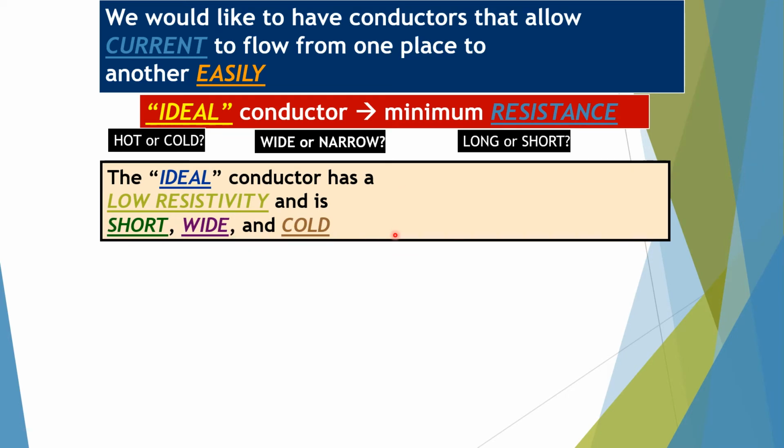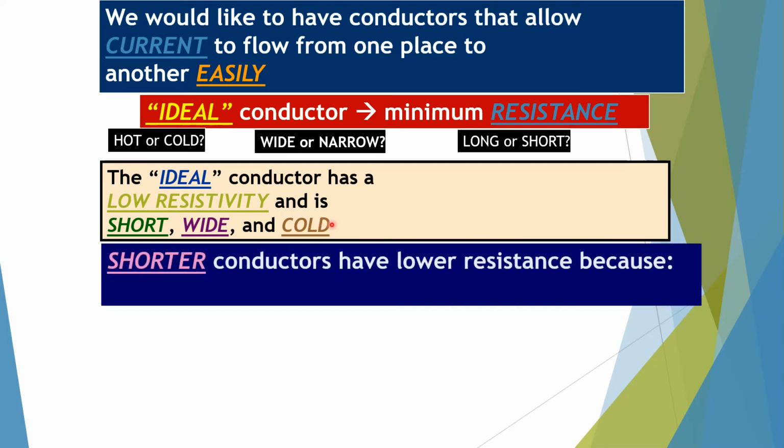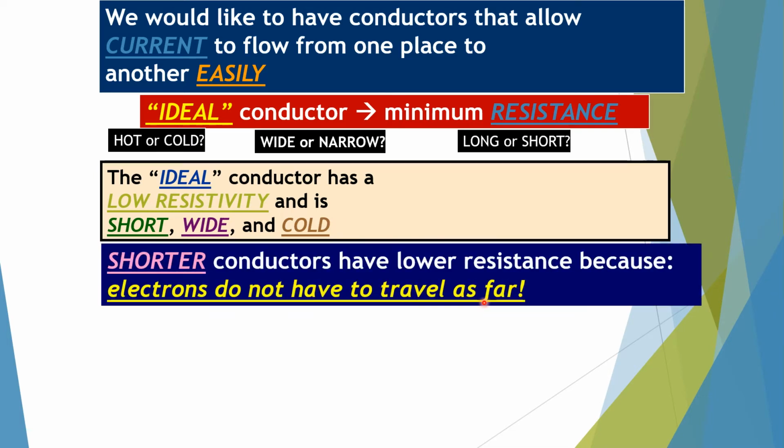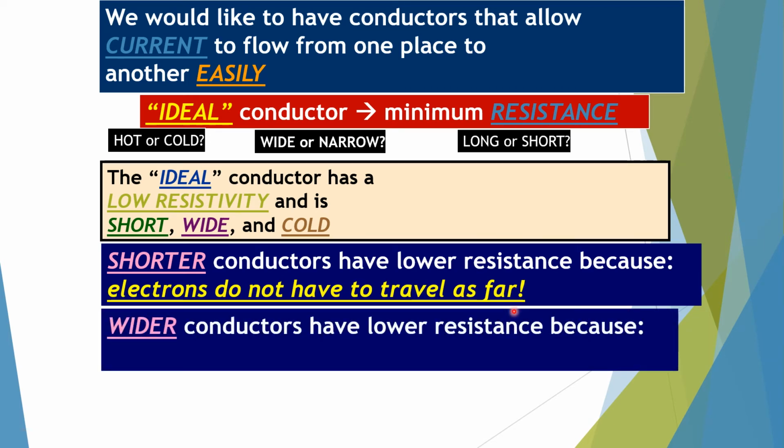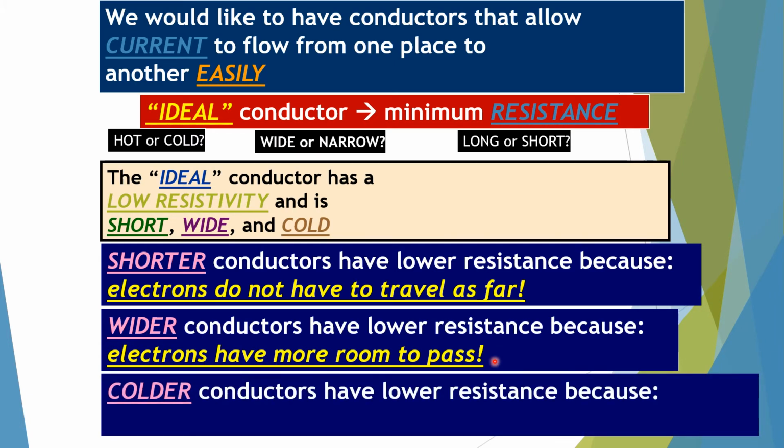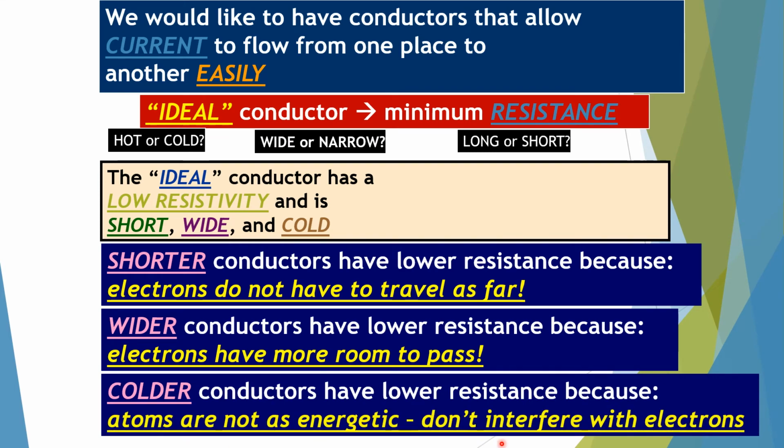Cold means low temperature. Shorter conductors have lower resistance because electrons do not have to travel as far. Wider conductors have lower resistance because electrons have more room to pass. Colder conductors have lower resistance because atoms are not as energetic, don't interfere with electrons at low temperature.